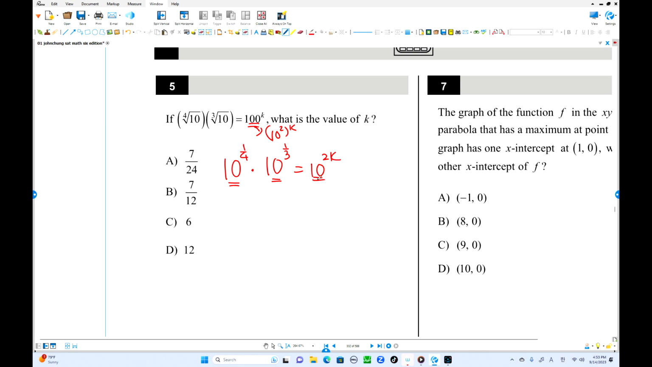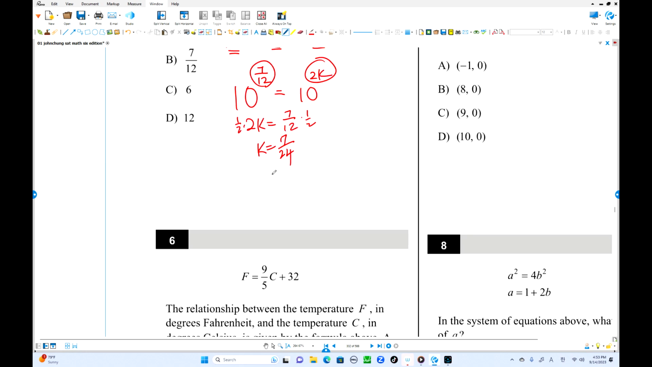You have a common base, it's 10. Exponent: 1/4 plus 1/3 is what? 7 over 12. That equals 10 to the 2k, right? Exponents must be equal. You know that 2k equals 7 over 12. k equals what? Times 1/2, 7 over 24, right? Okay? All right, choice A is the answer, okay?